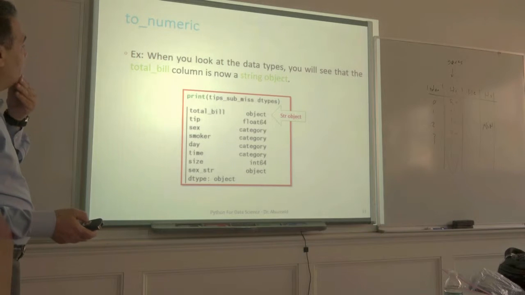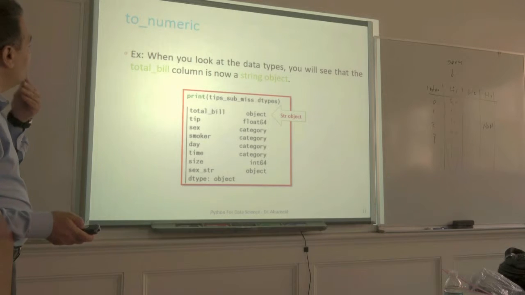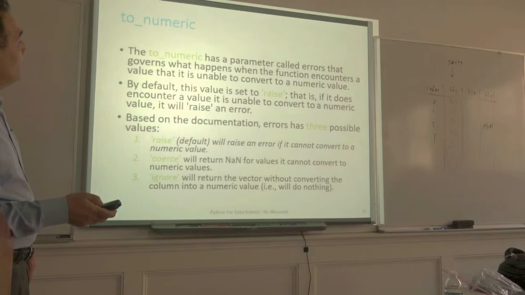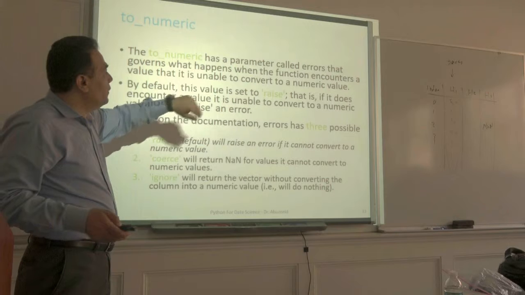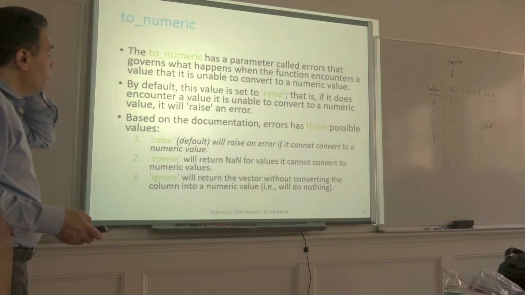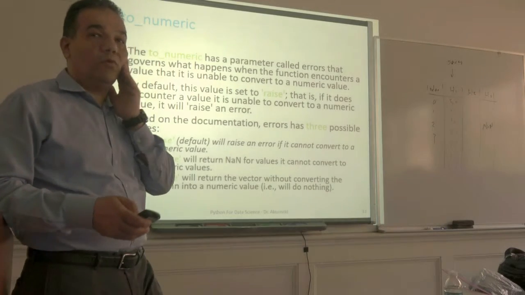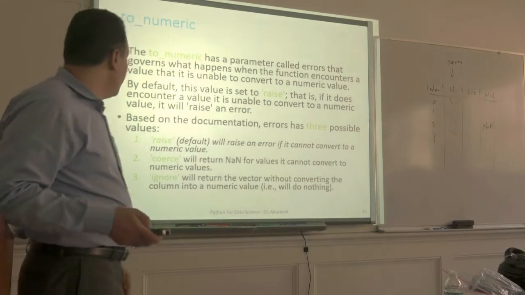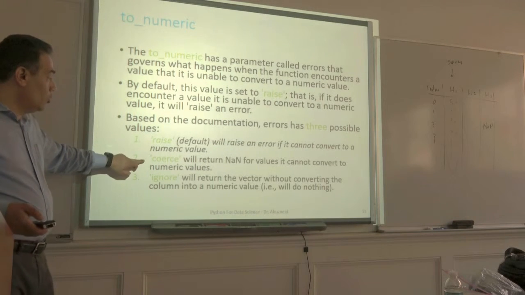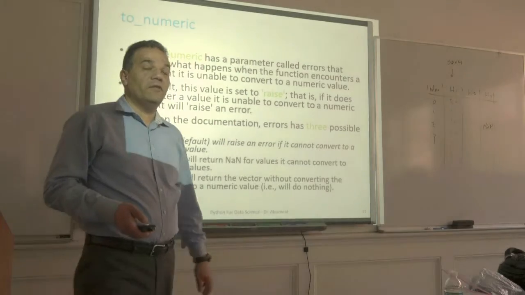When you look at the data types, you will see that the total bill is becoming an object. to_numeric has a parameter called errors that governs what happens when the function encounters a value it is unable to convert. So what do we do with it? By default, if it encounters data it cannot do anything with, it will raise an error. There are other options: raise an error by default, or coerce, which will return NaN for the values it cannot convert.